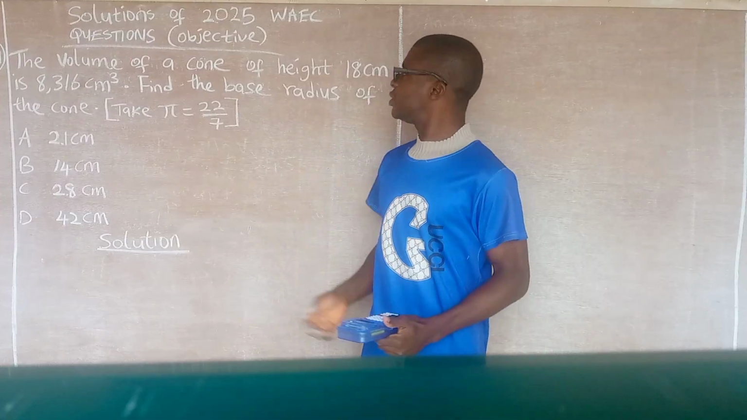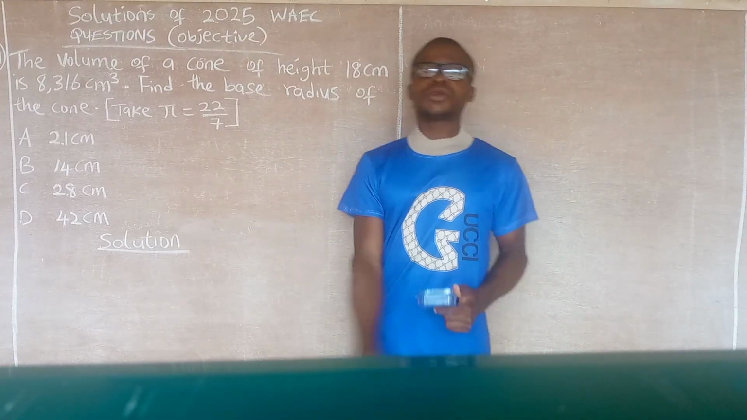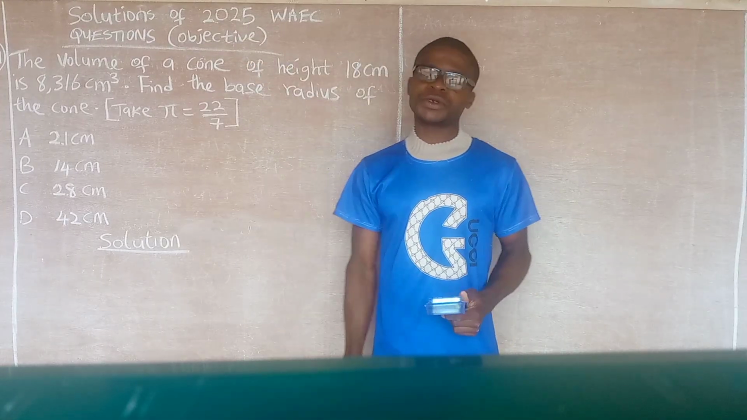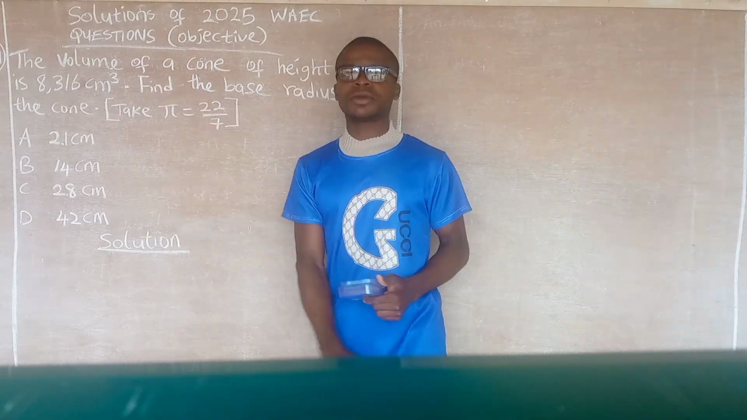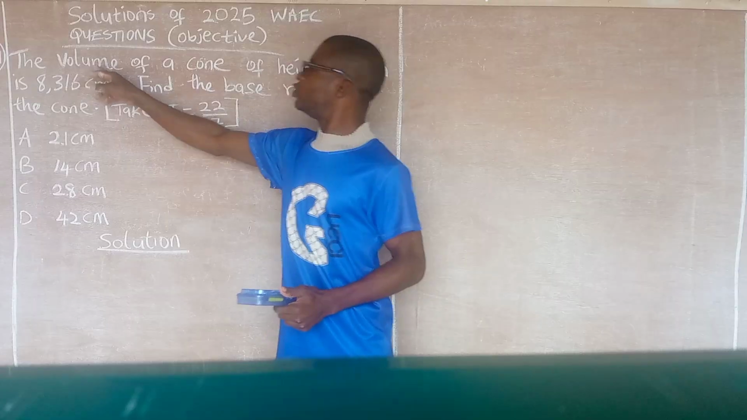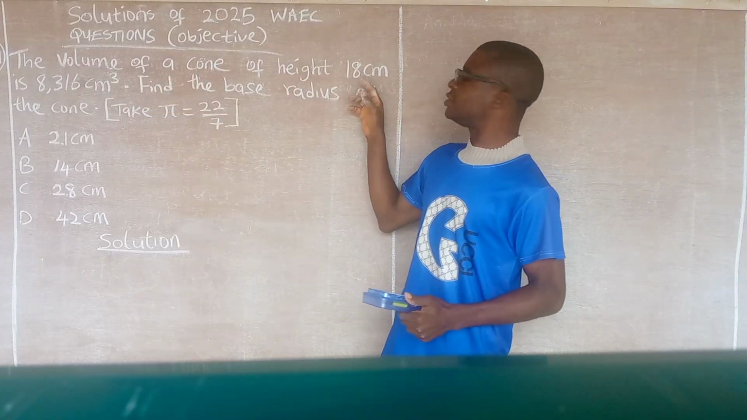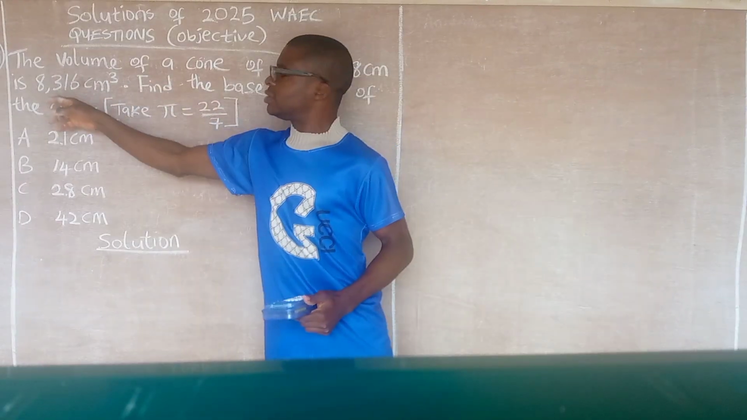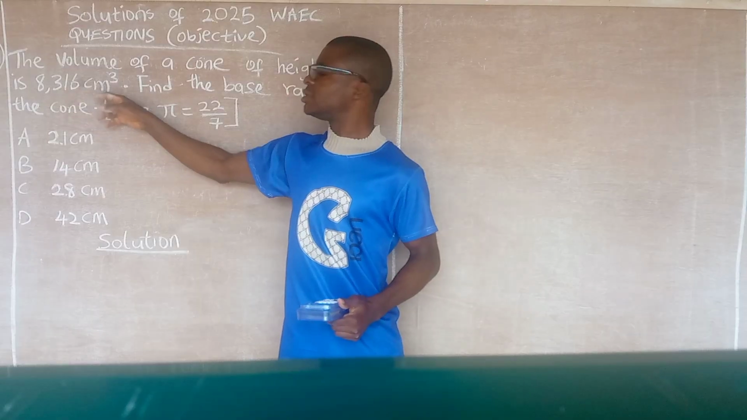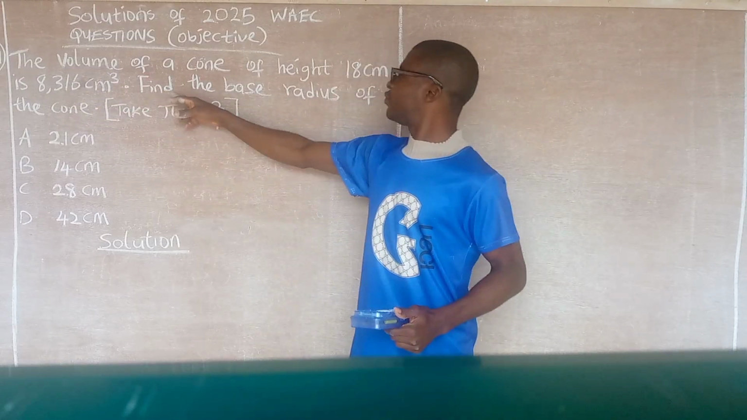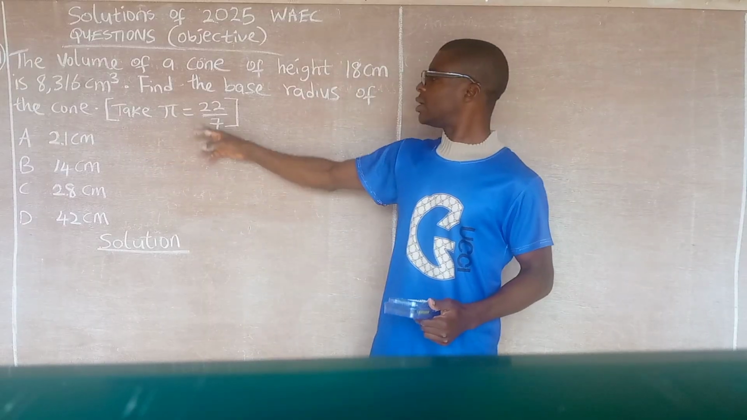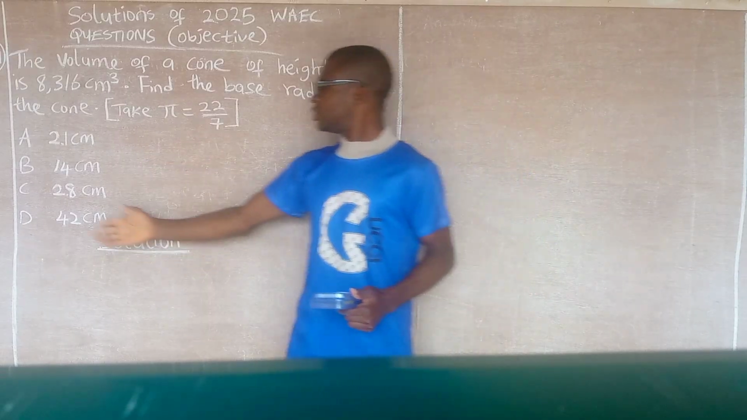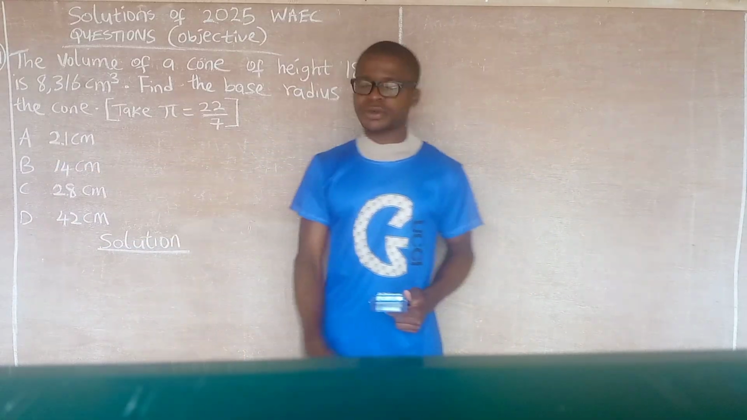Today I'll be solving 2025 WAEC questions, objective to be precise. Number one question says that the volume of a cone of height 18 centimeters is 8,316 centimeters cubed. Find the base radius of the cone. Take pi equals 22/7. These are the options.